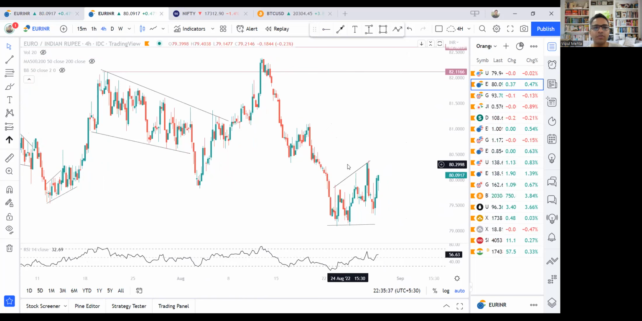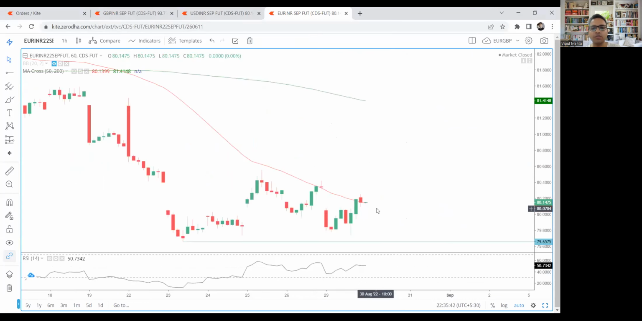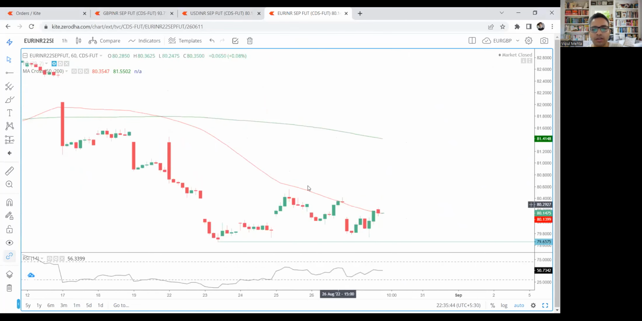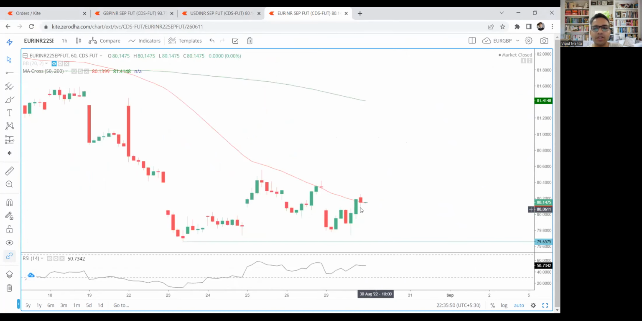Let's take a look at the futures. Euro INR futures are here, on this hourly chart, 1 hour. So Euro INR futures are on this red 50 moving average. The first hit on that 50 happened on 25th of August, last Thursday. Then Friday was the second hit.